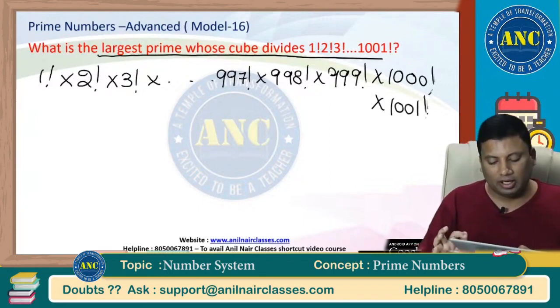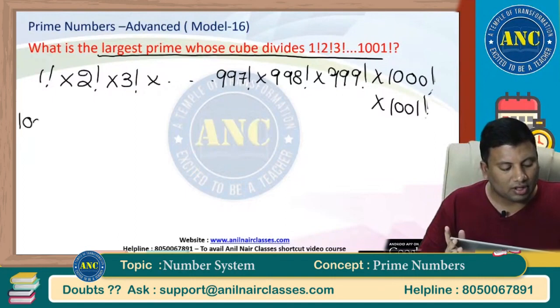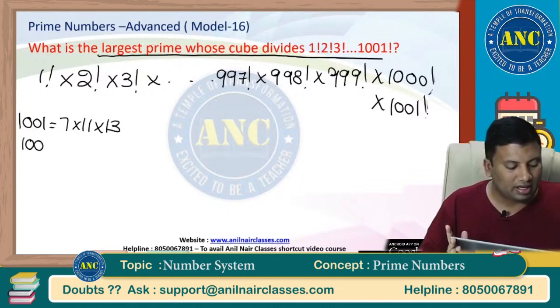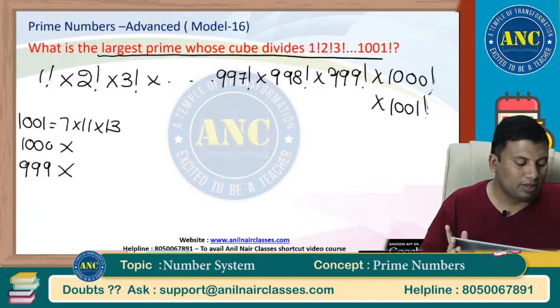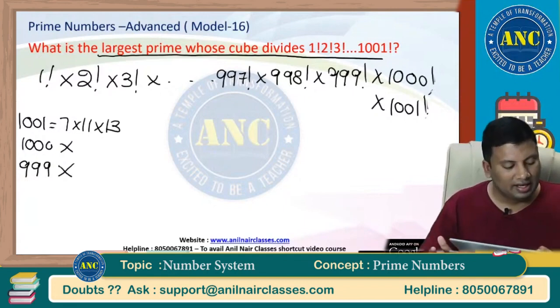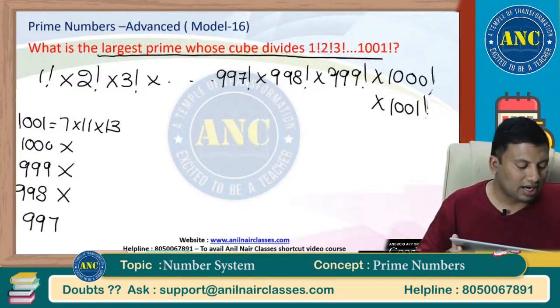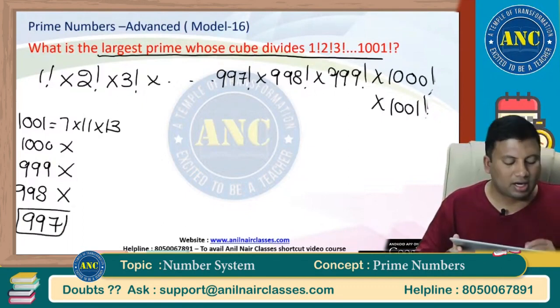Largest prime number. So 1001 is not a prime number: 7 into 11 into 13. 1000 is an even number, not possible. 999 is divisible by 9, not possible. 998 is an even number. So let me check whether 997 is prime or composite.